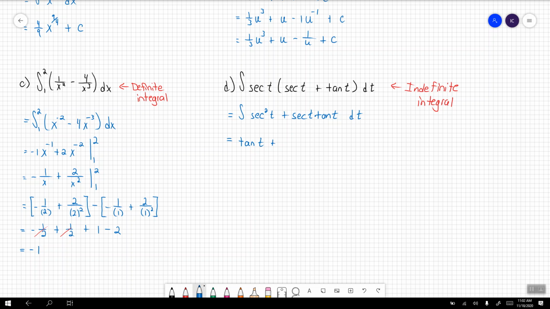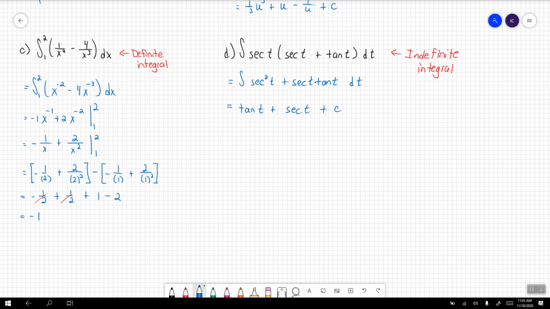The derivative for secant of t is secant times tangent, which means the antiderivative, or the integral for secant times tangent, must be secant of t. And I need a constant. And there's the final answer. The final answer is tangent of t plus secant of t plus your constant c. So again, always identify, is it an indefinite or is it a definite integral that we're trying to evaluate? Let's look at one last one.